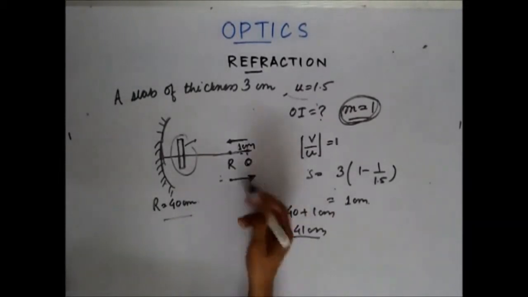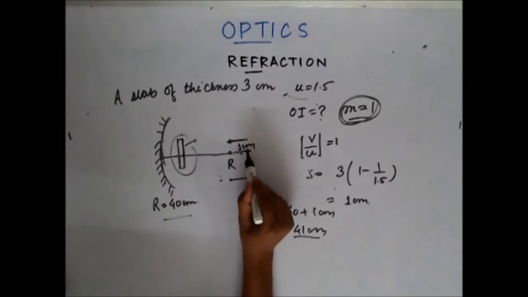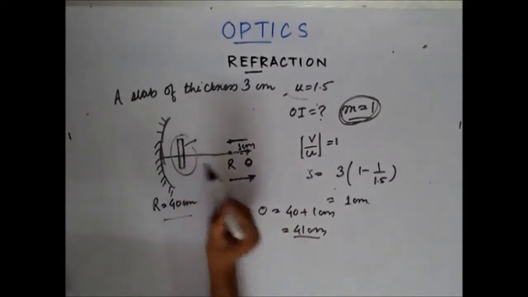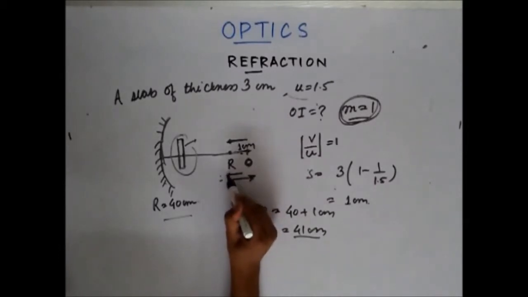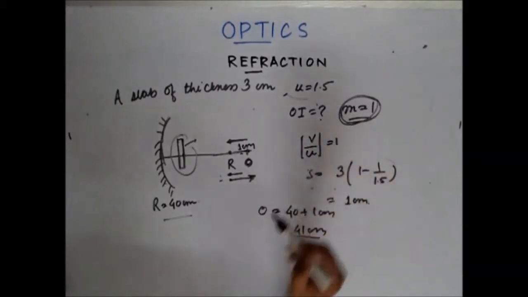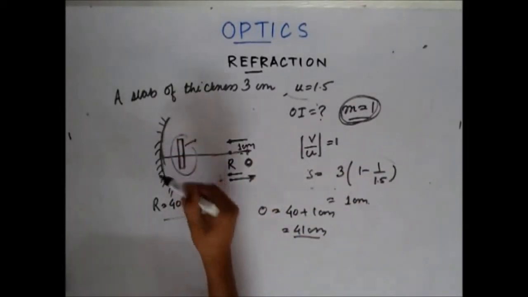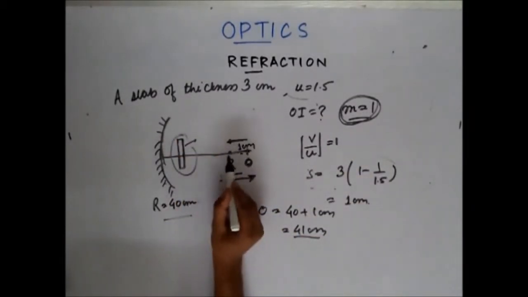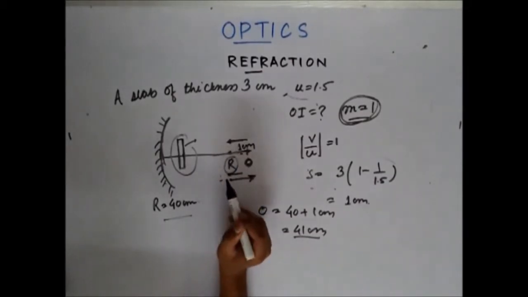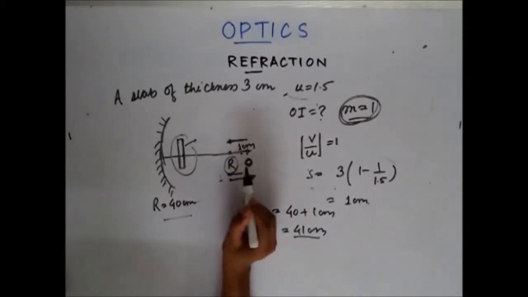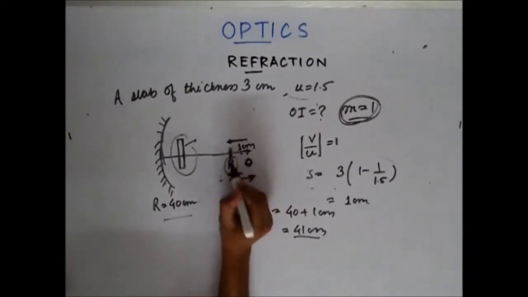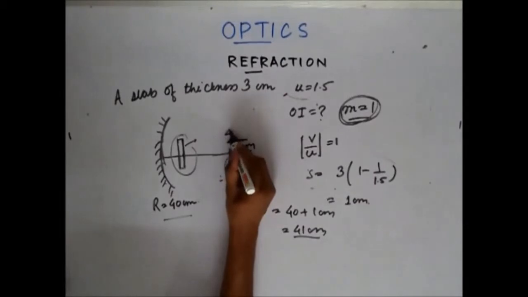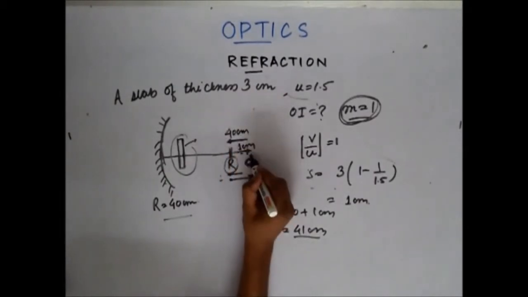Let me briefly explain this again. See, if the object is kept here, you have a glass slab. The glass slab will shift the object position by 1 centimeter because of this. Now this mirror will see the shifted image, and that shifted image should appear at the radius of curvature. Okay, so the shifted object will come at this point. So my object is at 41 centimeter.